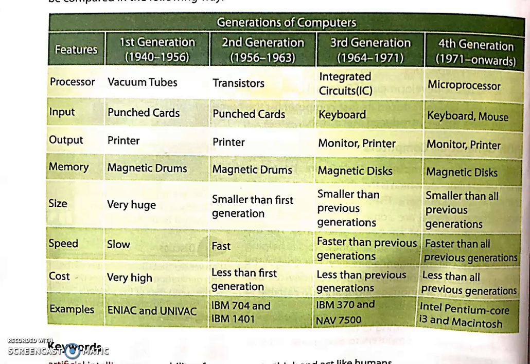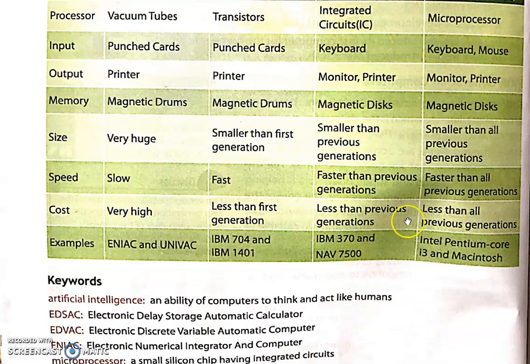Speed: the first generation computers were quite slow. The second generation were faster than the first one. Then it got faster and faster till the fourth generation, which works very fast. It works at the speed of our thought, in fact, faster than the speed of our thought. The cost: first generation computers were very expensive. Then they got cheaper and cheaper, and today computers are very affordable. Even we can buy them at our home.